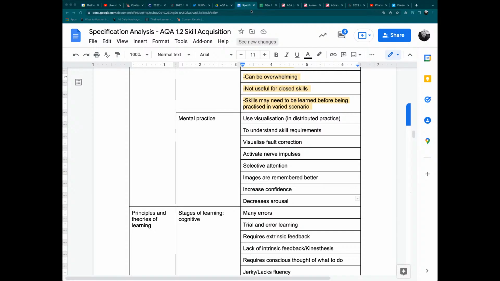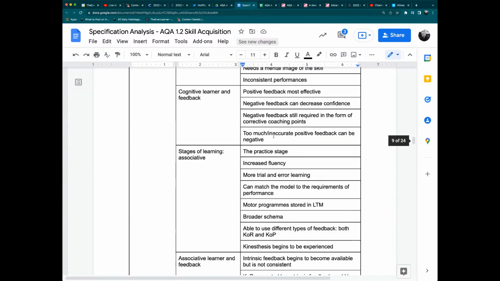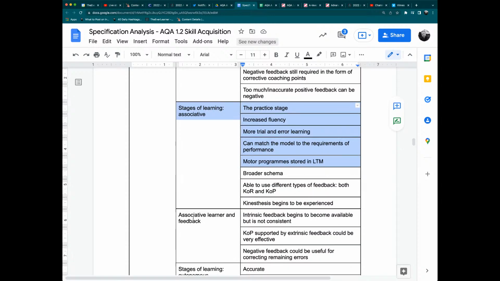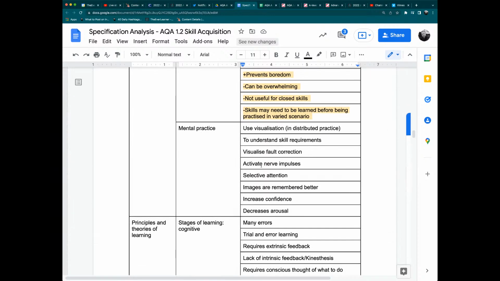Now, this document, guys, is proper boring. I never really use it to show to anyone. It's just my notes on every single topic. Here you see cognitive learning and feedback, stages of learning, associative and feedback. That's the kind of thing I build to help me teach this. So that bunch there is what you should be looking to answer on your mental practice.